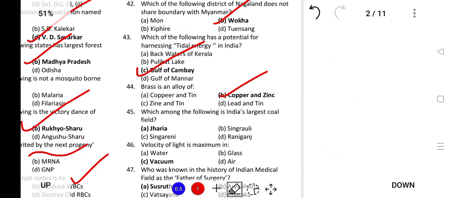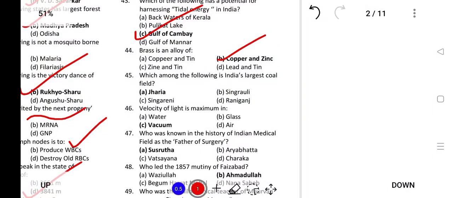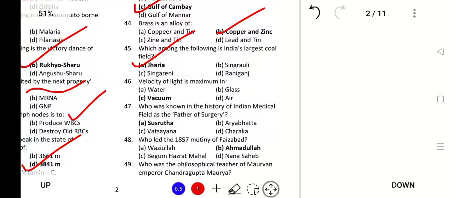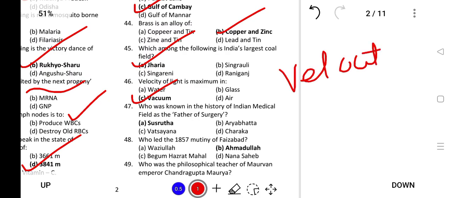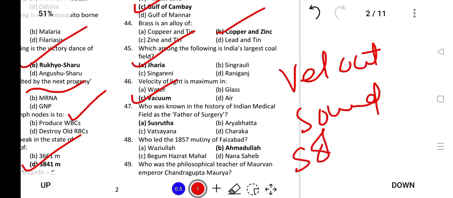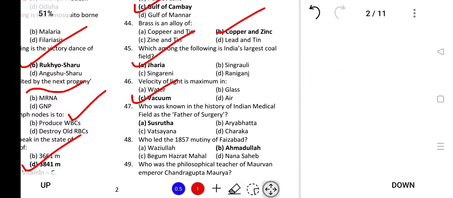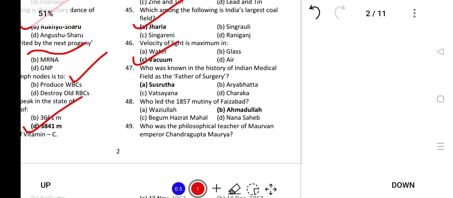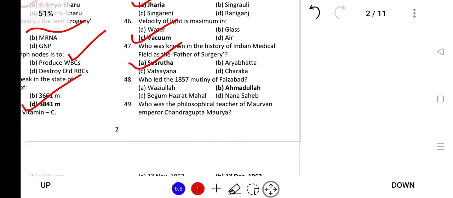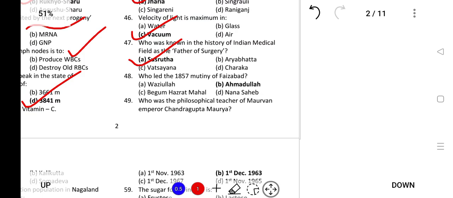Next, which of the following is the largest gold field? Among gold fields, Jharia is the largest. Velocity of light is maximum in vacuum. The velocity of sound is highest in solids, especially in metals like iron. Who is known as the father of surgery? Father of surgery, Sushruta.